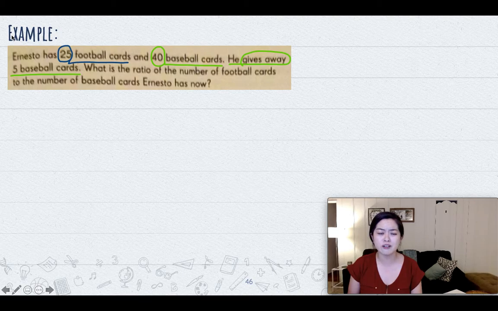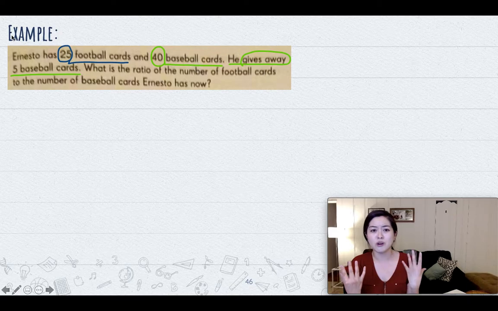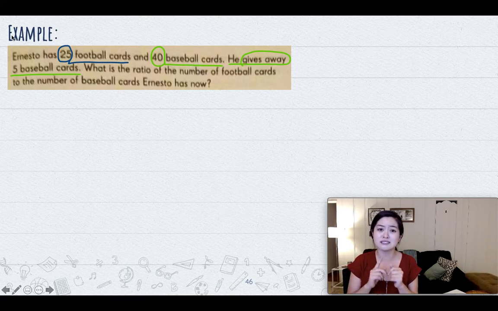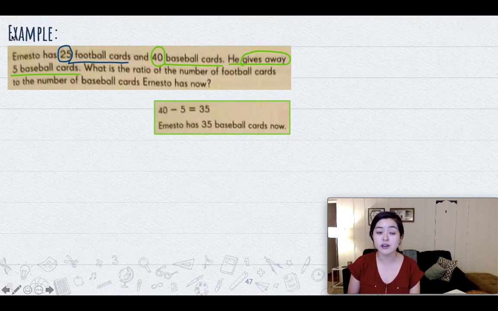And how do we figure out then the new number of baseball cards? What's the math we have to do with 40 and 5? Well, because in the sentence it says he gives away 5 baseball cards, we need to subtract 5 from 40. So 40 take away 5 is 35. So now Ernesto has 35 baseball cards. So what's my ratio I have to write? I'm confused with all this information. Let's go back to the information.